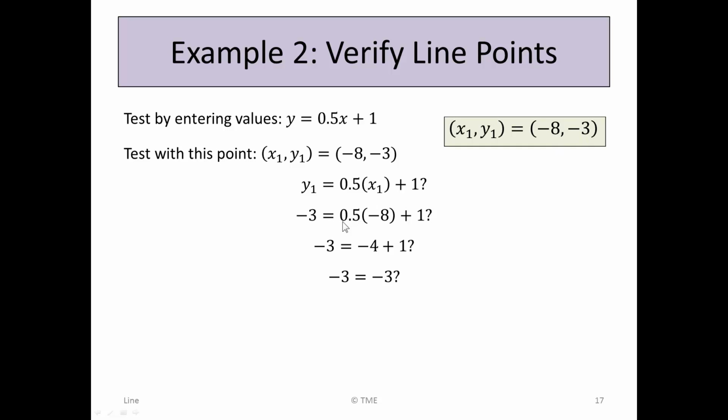y1 turned out to be -3, x1 was -8. So is -3 equal to 0.5 times -8 plus 1? Well, let's see. Half of -8 is -4, plus 1. -4 plus 1 is -3. So is -3 equal to -3? Looks like it is. We check, is -3 equal to -3? It is.